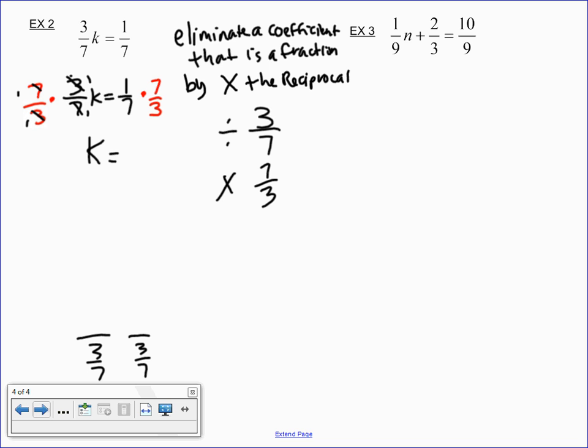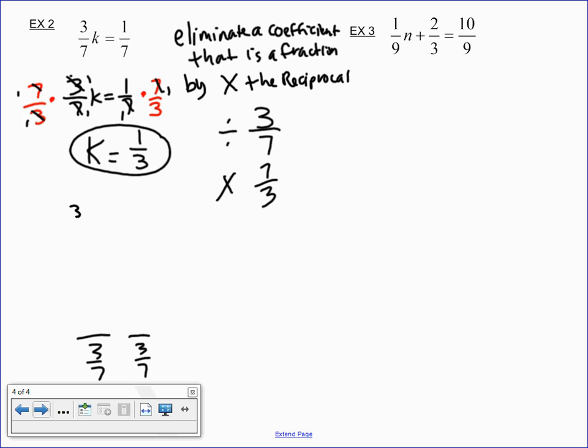And that's what we want to find out, isn't it? Okay, also these 7's over here divide out. So what does k equal? 1/3. Okay, 1/3.